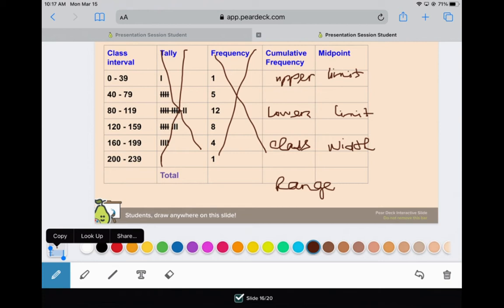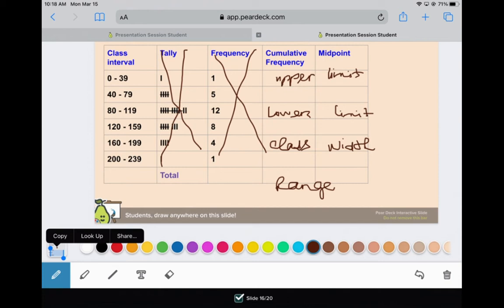Yumna, that is good so far. The range, okay, that's good. Yumna, that's correct. Francisco, upper limit and lower limit is correct. They both are correct. The class width is good. Emily, let's see, upper class width range, that's correct. Thank you, Emily, that's good.